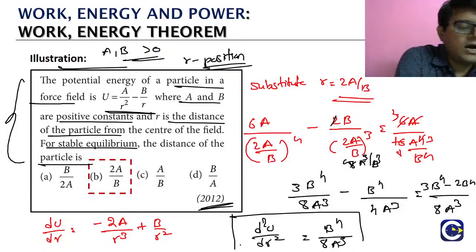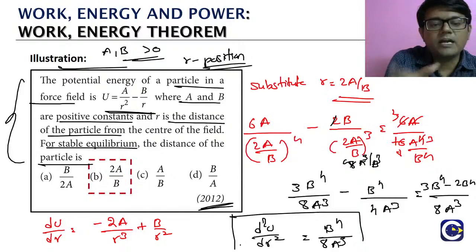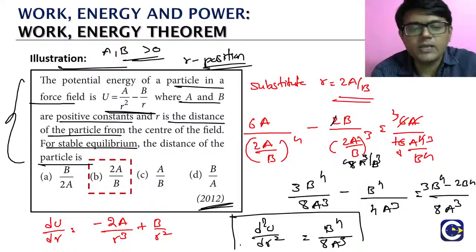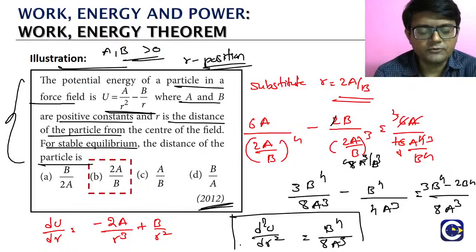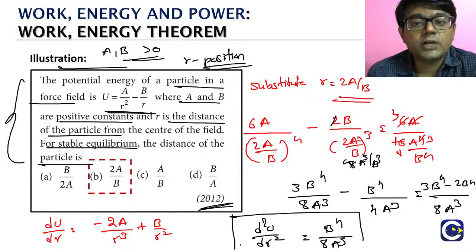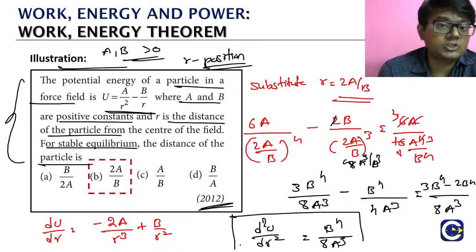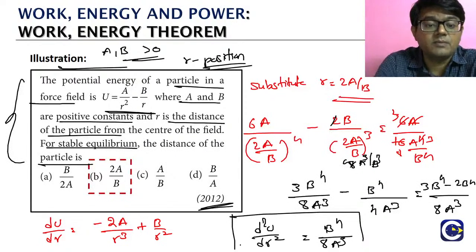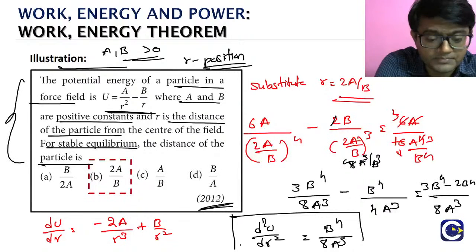இங்க பாருங்க, already நமக்கிட்ட என்ன information இருக்கா? a and b are positive constants. Means b power 4 will be constant, a cube will be constant. அப்படிதானா? They both will be positive. So the second derivative is coming positive. Second derivative positive means what? The potential energy function is minimum. So whenever potential energy of a function is minimum, that represents what? Stable equilibrium.